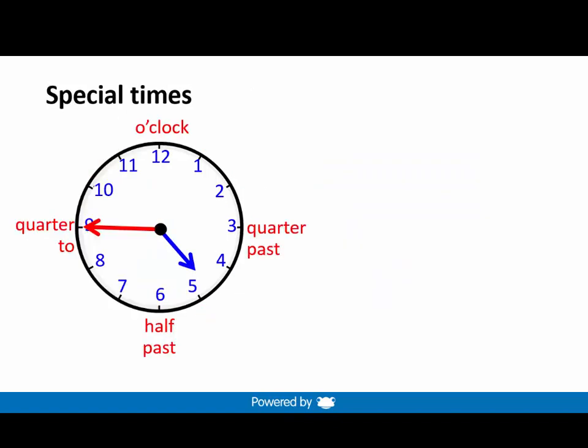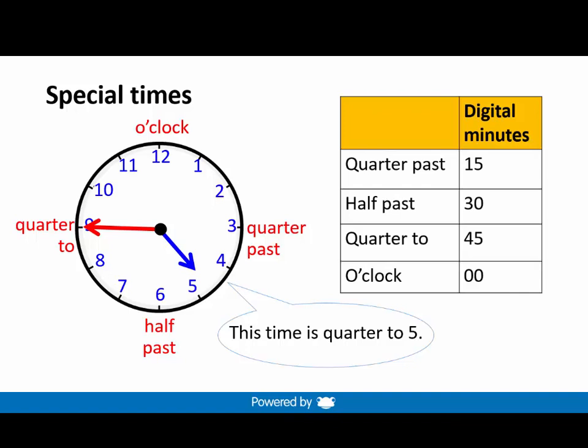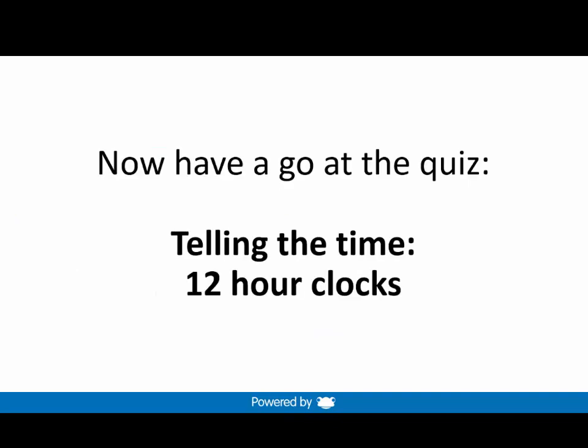We also have some special times that we need to learn. So if the red hand is pointing to the 12, we say o'clock. If it's pointing to the 3, we say quarter past. If it's pointing to the 6, we say half past. And if it's pointing to the 9, as it is here, we say quarter to. So the time here is 4:45, because the hand hasn't quite reached the 5 yet. And these are the equivalent digital minutes. Now you can have a go at the quiz.